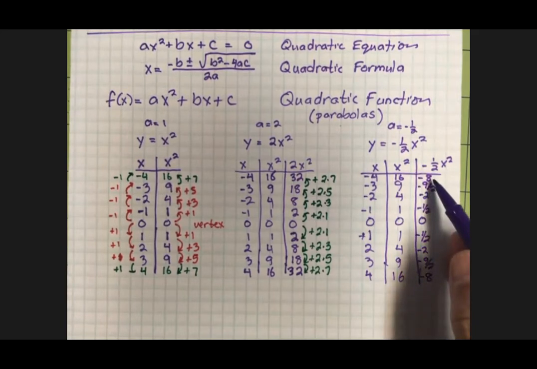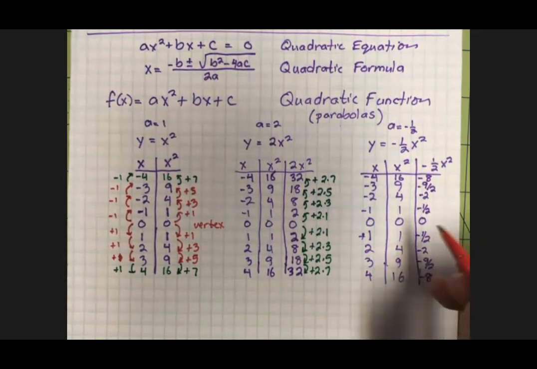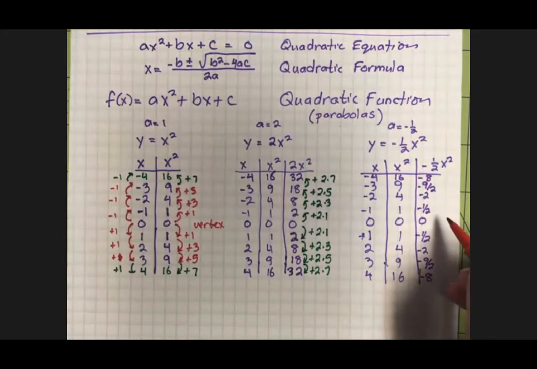Here, do you see all the points have a negative sign in front of them? When I graph them, they're going to be opening downwards. But do you see the 1, 3, 5 pattern?